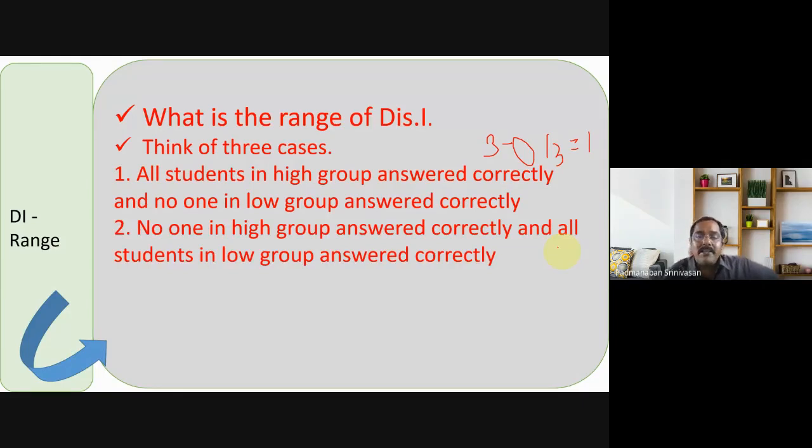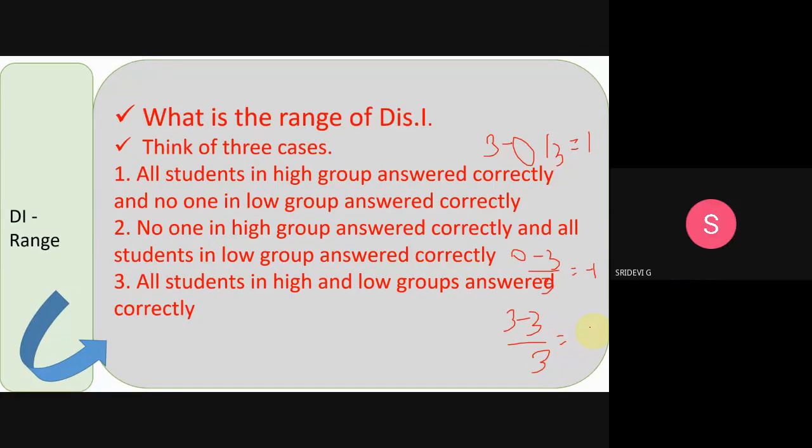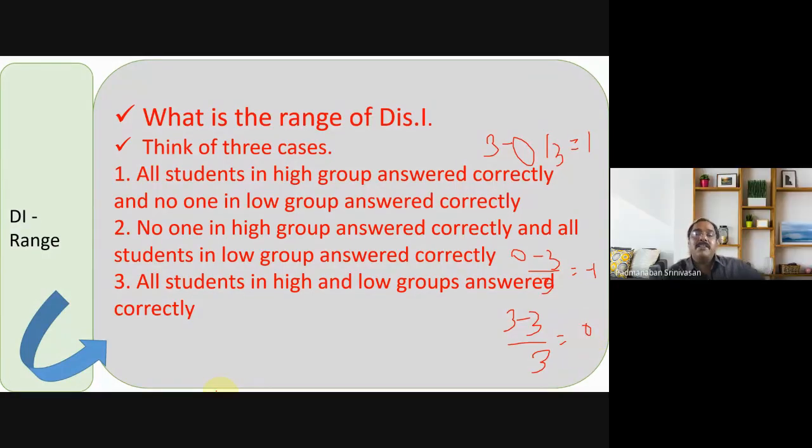Now, no one in the high group answered correctly and all the students in the low group answered correctly, which means 0 minus 3, divided by 3. What is the discrimination index? Minus 1. Now, all the students in the high group and low group answered correctly, which means 3 minus 3. I have kept my pen tablet, that's why I'm writing with the mouse. What is the answer? 0, sir. 0. So these are the ranges.